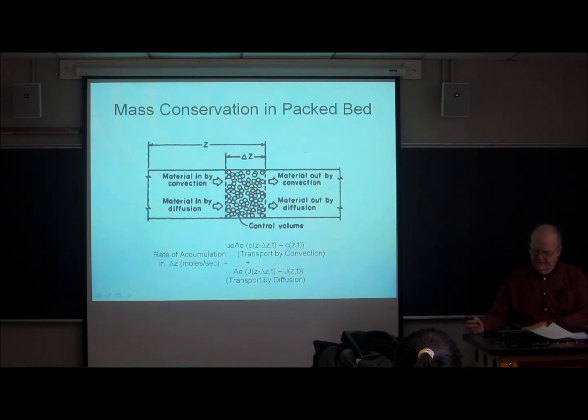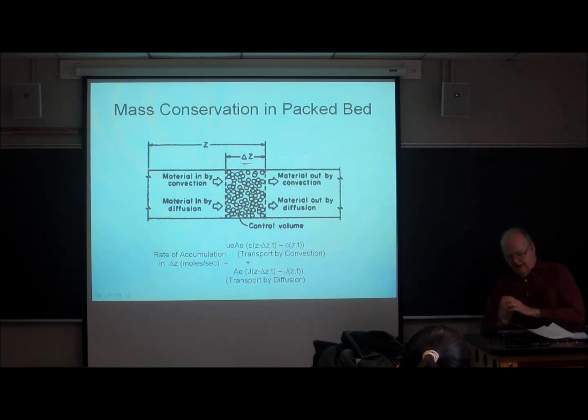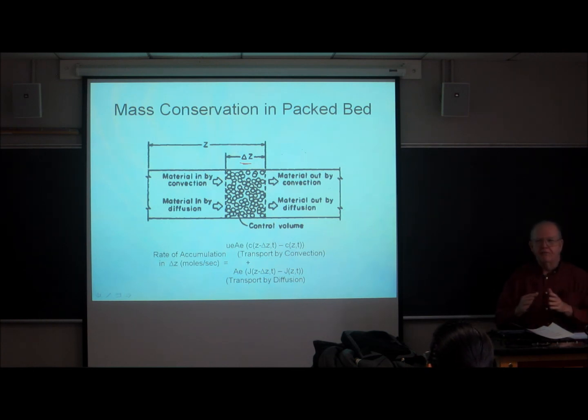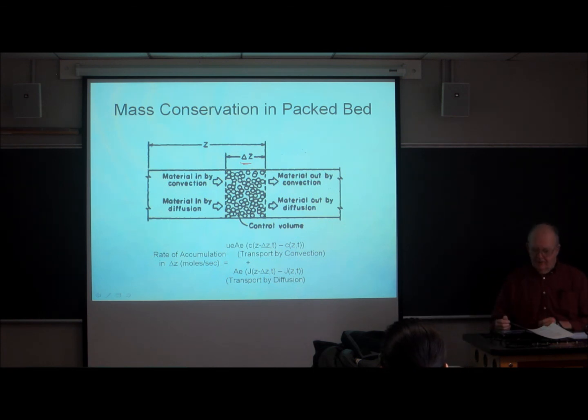Okay, so now we're about ready to get into where the HETP comes from. And for that we have to look at our friend, this element of the column. We're going to use a small element, delta Z. It's going to be a packed bed. We're going to account for how material gets into that element and how material gets out of that element. Obviously it can move in by diffusion and it can move out by diffusion. It can be pushed in by convection or it can be pushed out by convection. So we're going to add up both of those transport processes.